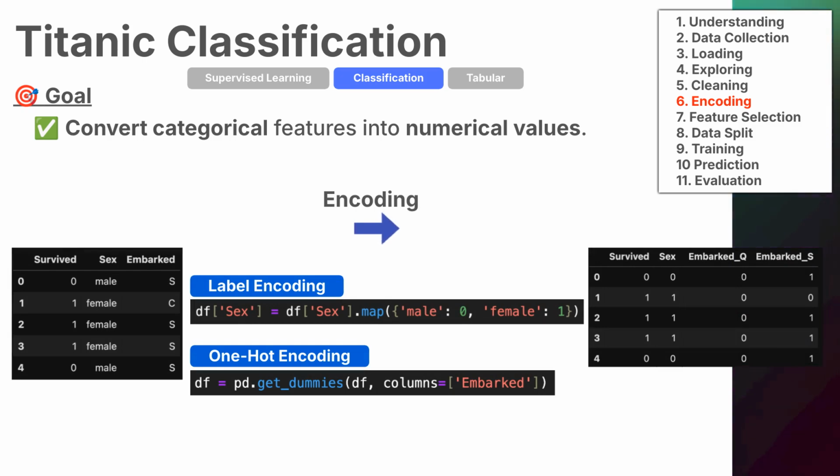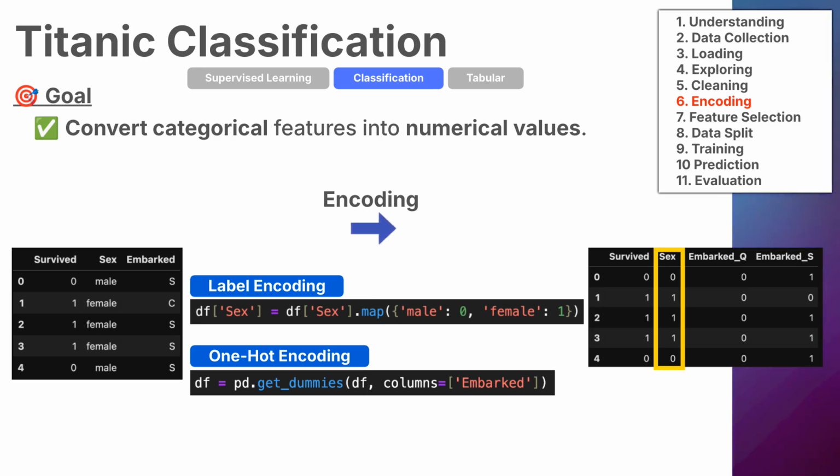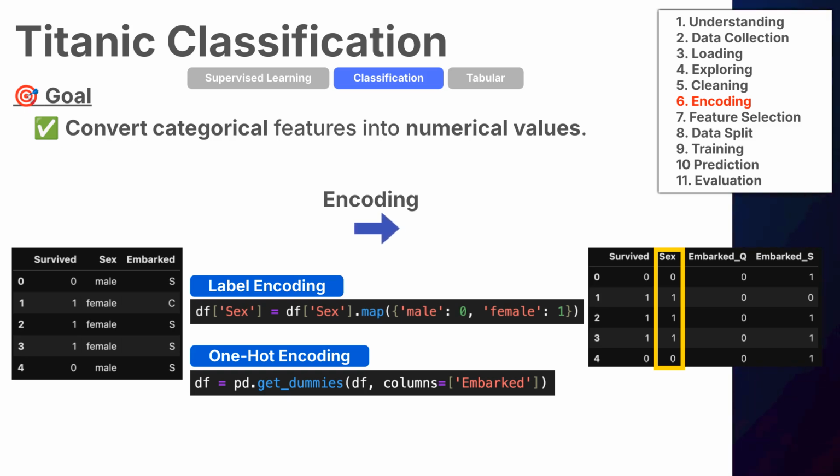The sex column contains binary categorical values, male and female. We use label encoding for this, which assigns a numerical label to each category. This method is appropriate because there are only 2 categories and no additional columns are needed. Next, encoding the embarked column.